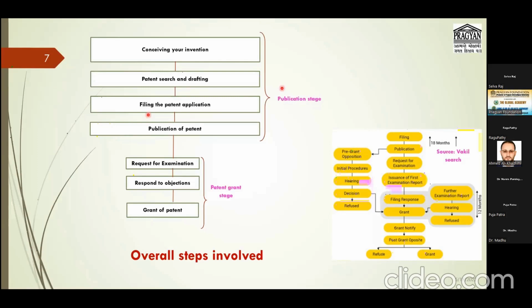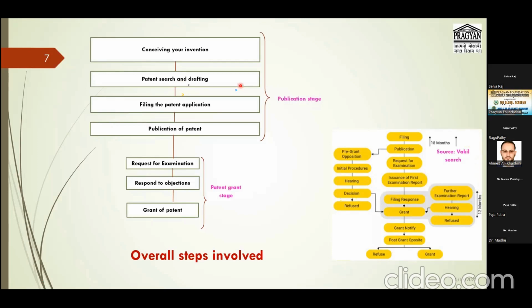Then go for patent search and drafting. Like the literature review I mentioned, you can go for searching documents similar to your invention. I find something today, I'm going to find some new product. Regarding this, I want to search whether this kind of invention has already been published.